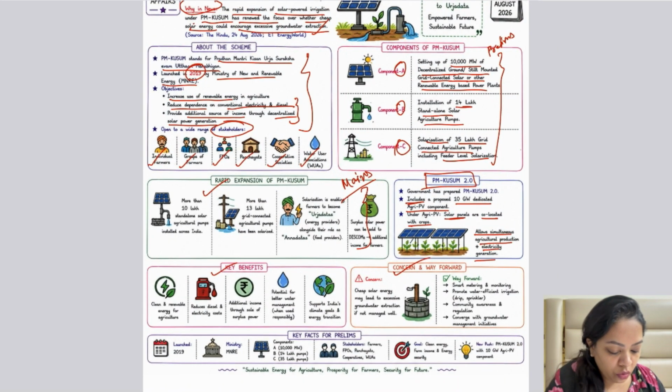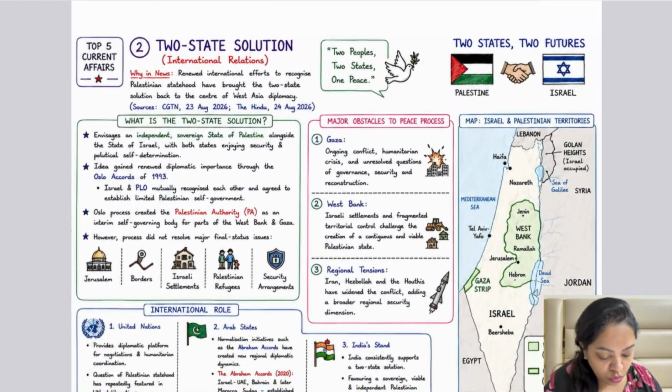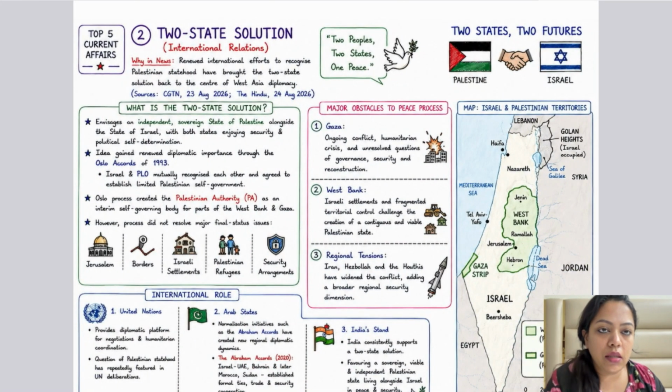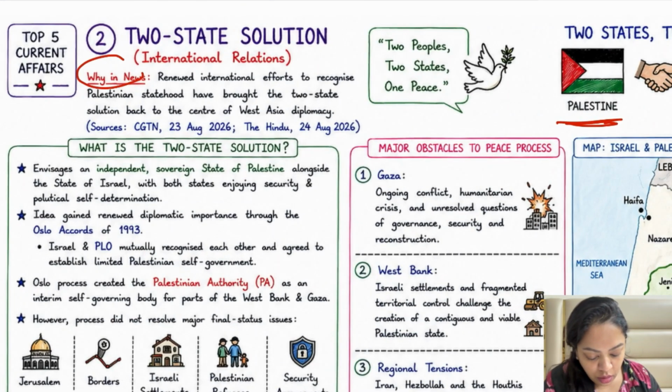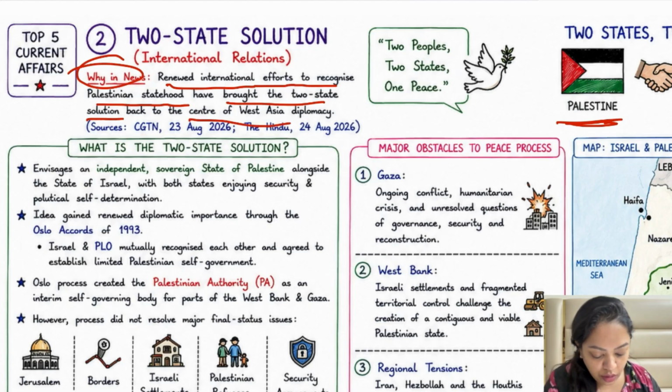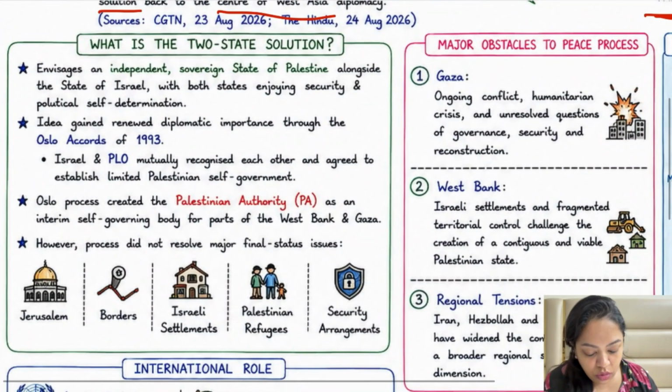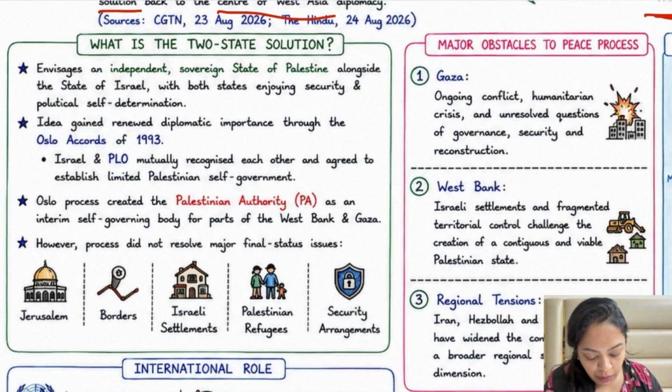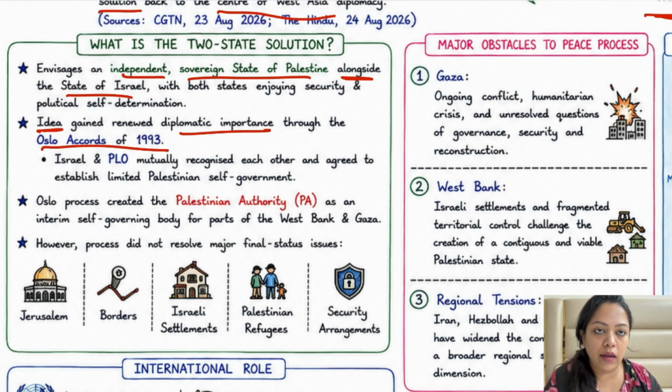So moving to the next topic, which is the two-state solution. This question has come in prelims and PYQs also. It is about the Israel and Palestine issue. So why in news? Renewed international efforts to recognize Palestinian statehood have brought the two-state solution back to the center of West Asia diplomacy, right? So what is the two-state solution? It is about an independent sovereign state of Palestine alongside the state of Israel, and the idea gained diplomatic importance through the Oslo Accords of 1993.